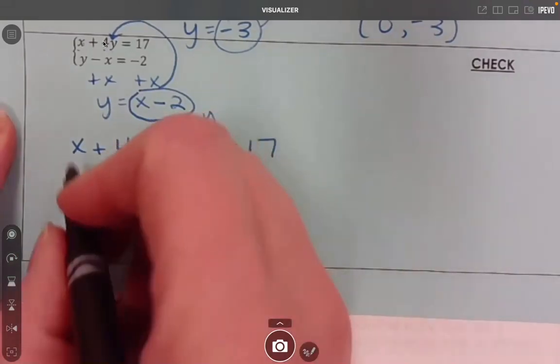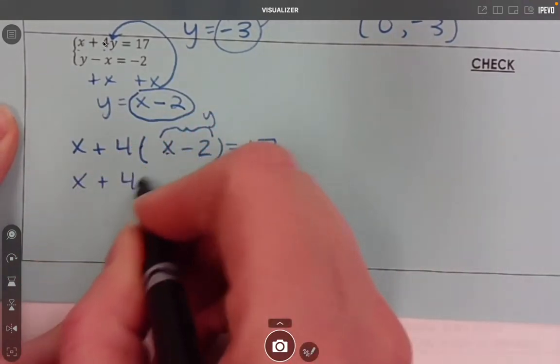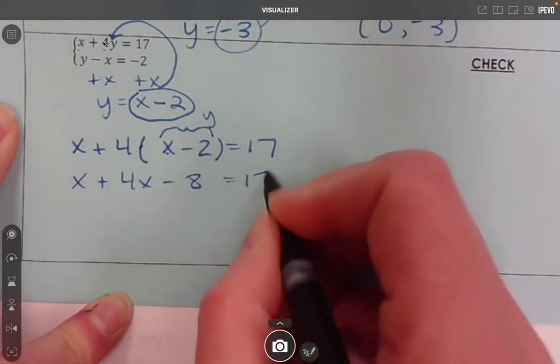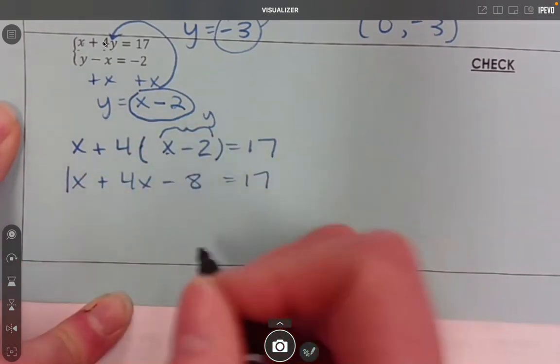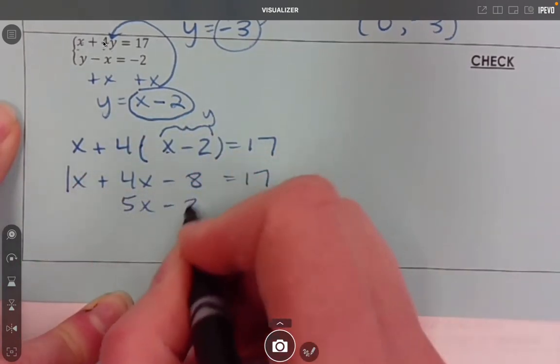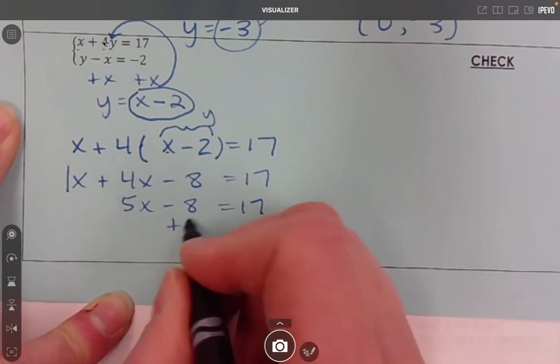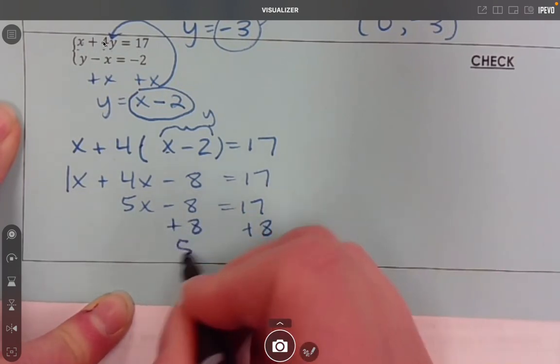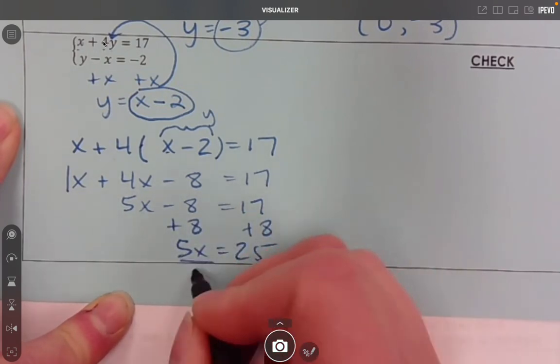So let's go ahead and distribute. X plus 4x minus 8 equals 17. And I want to put a 1 in front, so I have 5x minus 8. We will add 8 on both sides. And then divide by 5.